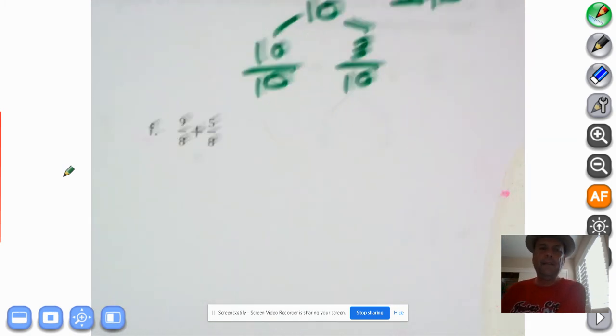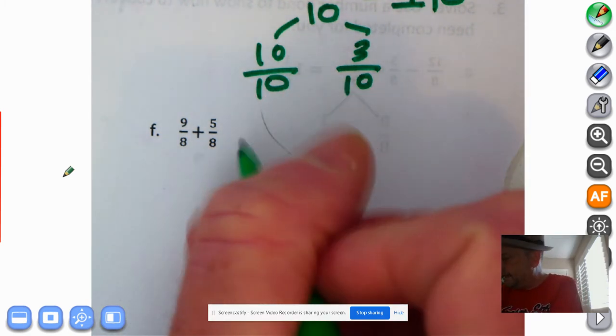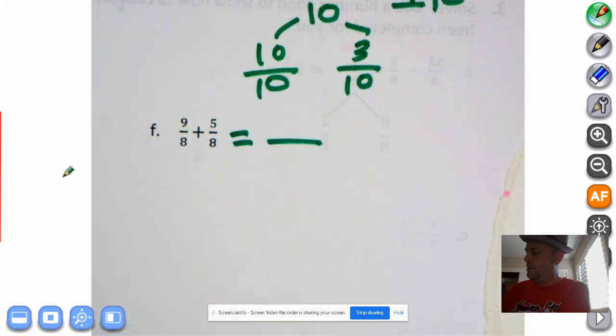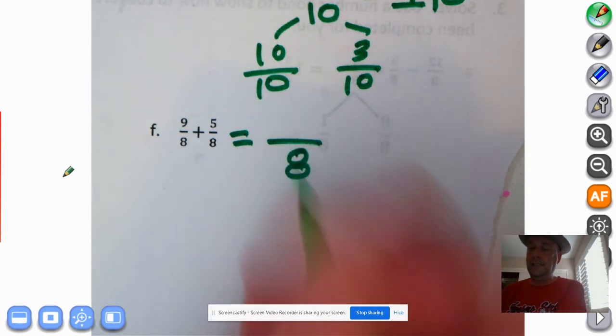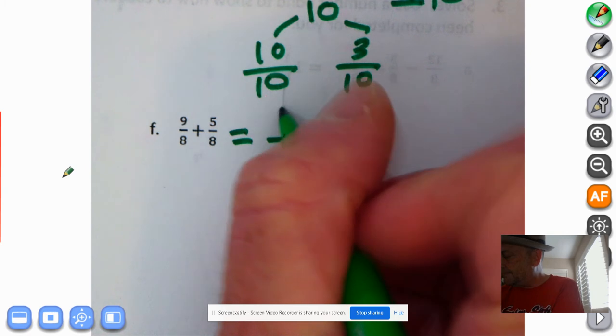Okay, 9/8 plus 5/8. Looks like we're going to be in improper fraction land again. The denominator remains the same. He just won't change. 9 plus 5. Well, I know 10 plus 5 is 15. 9 is 1 less than 10. So 9 plus 5 must be 14.